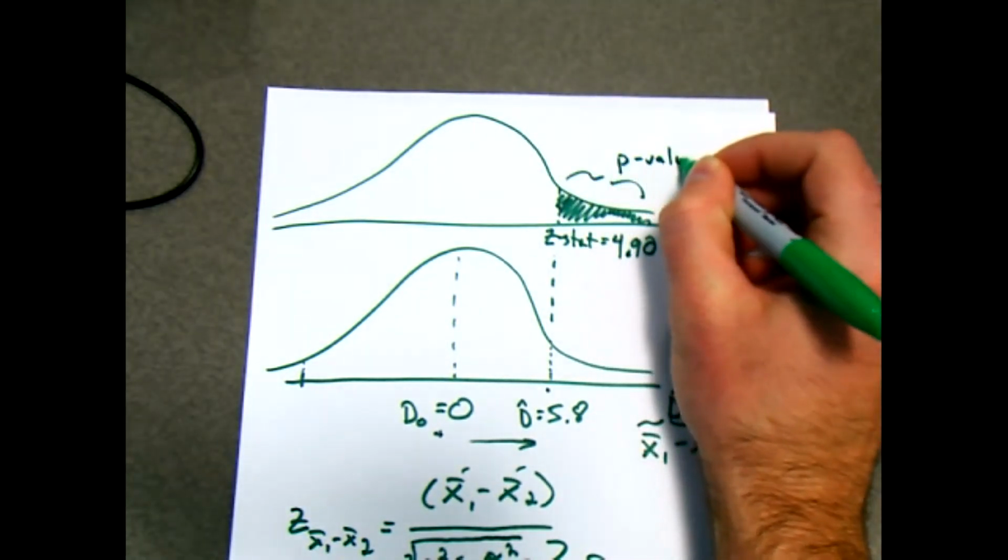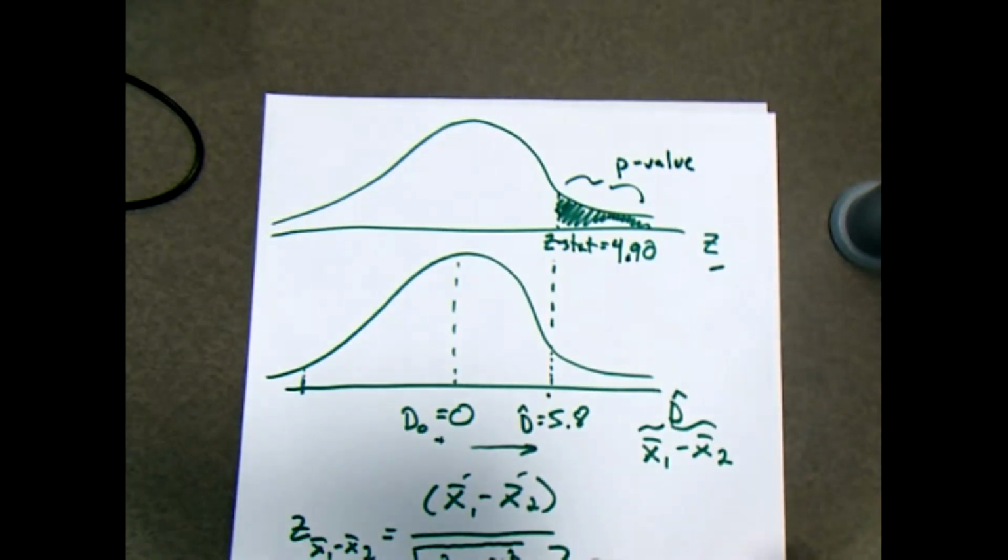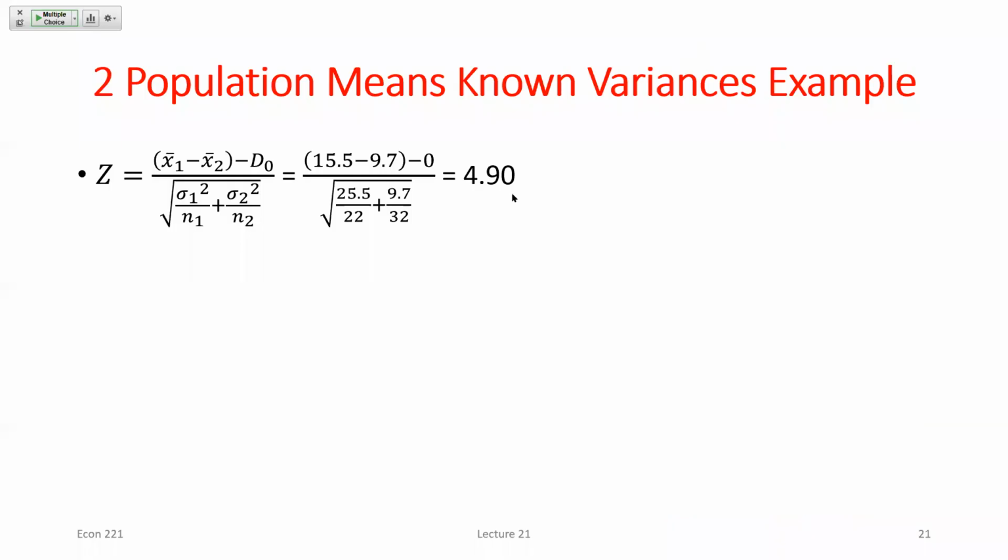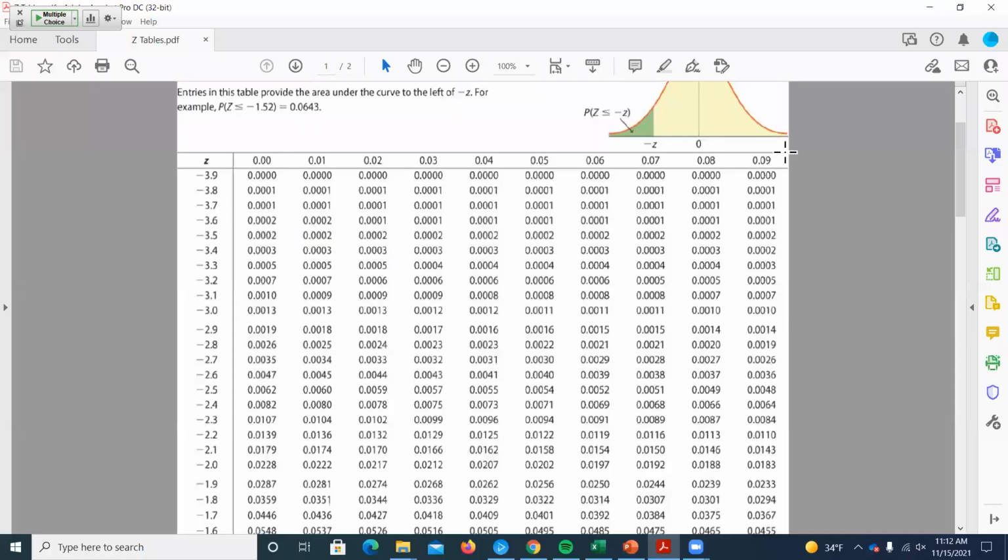So I could look up that value of 4.9, and then the area to the right of it would be my p-value. Now, if I try to do that, I go to my standard normal table. Maybe, here we go. I try to look up 4.9.